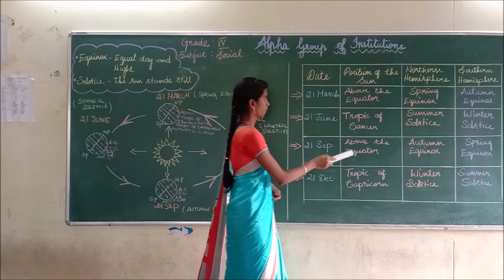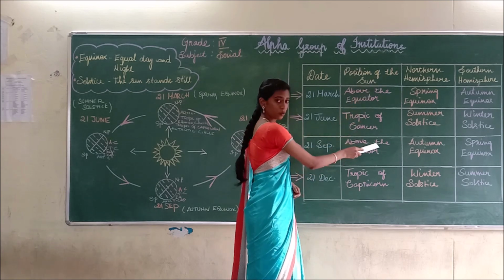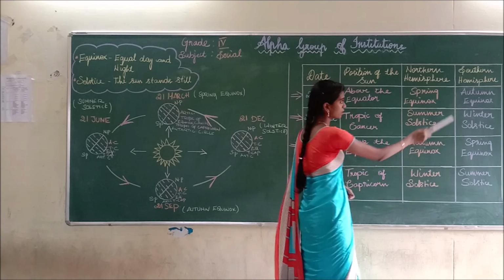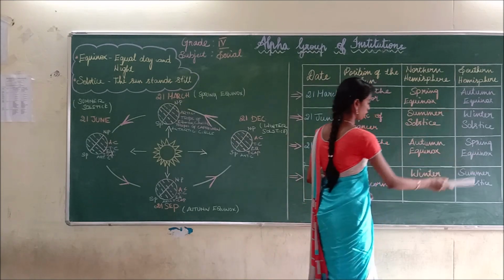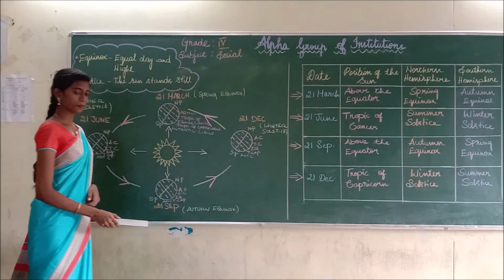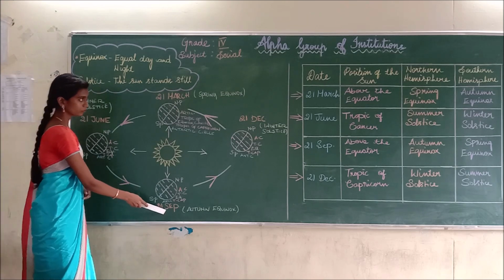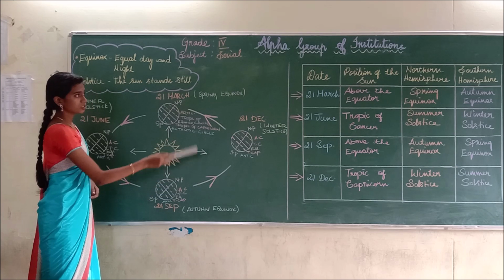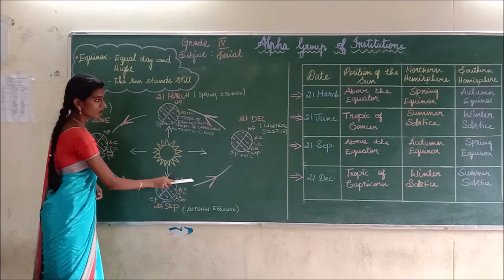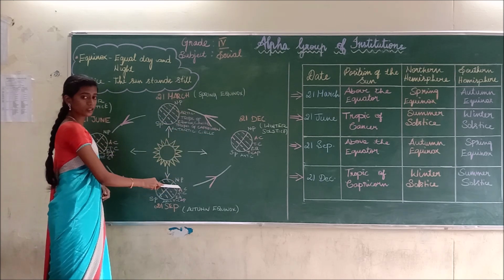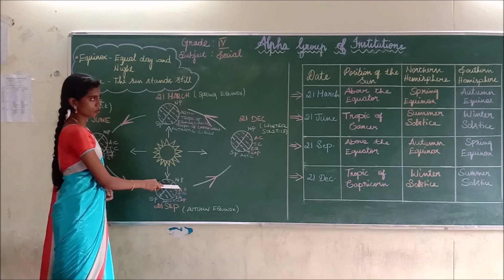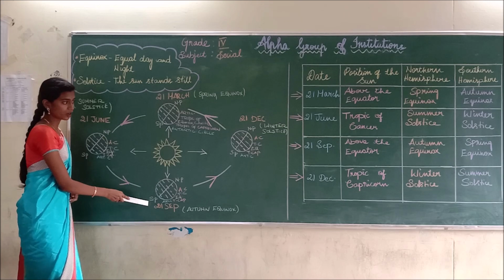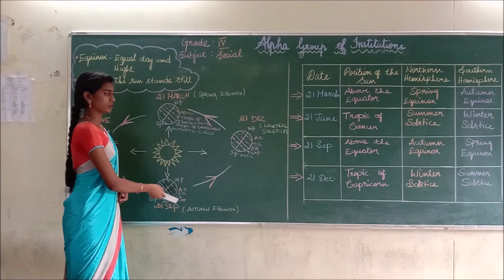21st September. Position of the sun above the equator. Northern hemisphere autumn equinox. Southern hemisphere spring equinox. Where is 21st September? It is here. So the position of the sun is above the equator. The northern hemisphere has autumn equinox and the southern hemisphere has spring equinox.